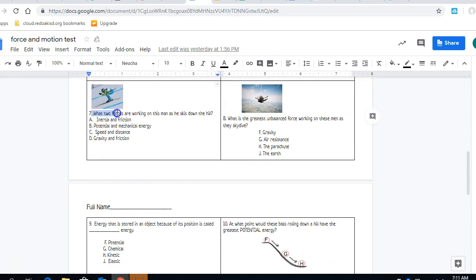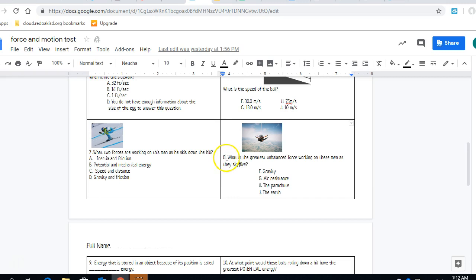Question number 7. What two forces are working on this man as he skis down the hill? Is it A, inertia and friction, B, potential energy and mechanical energy, C, speed and distance, or D, gravity and friction? Friction, not fiction, friction.